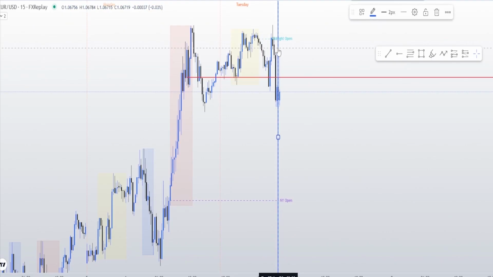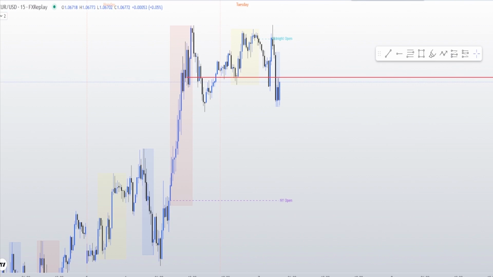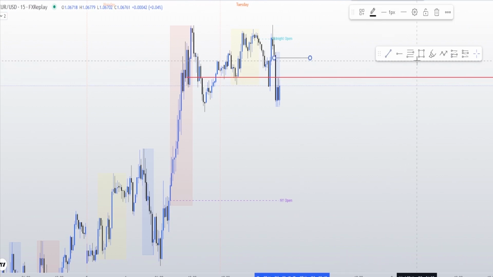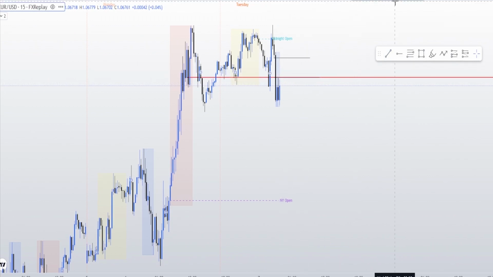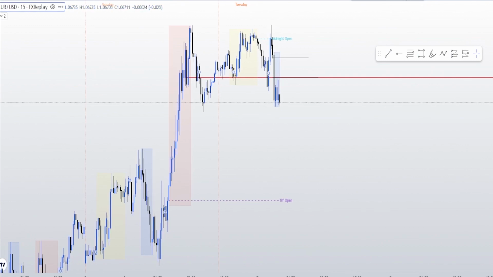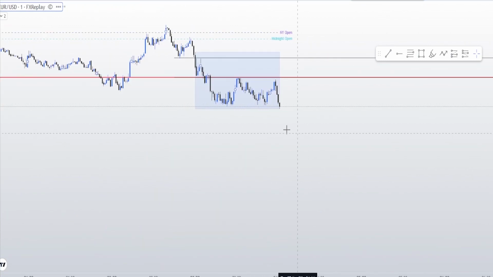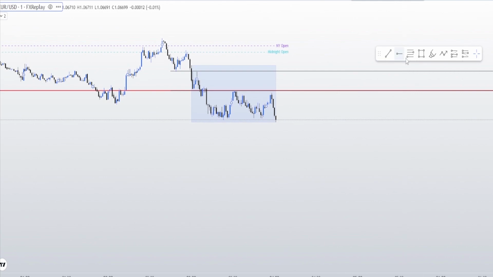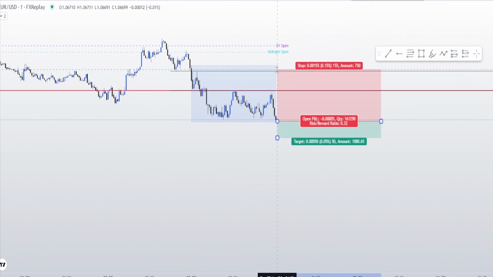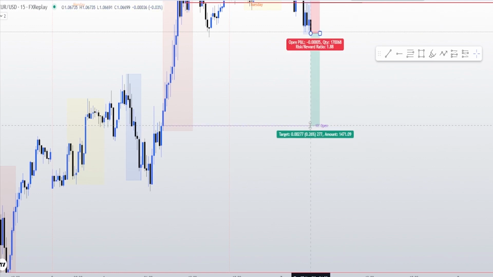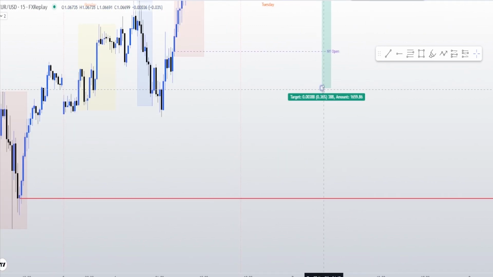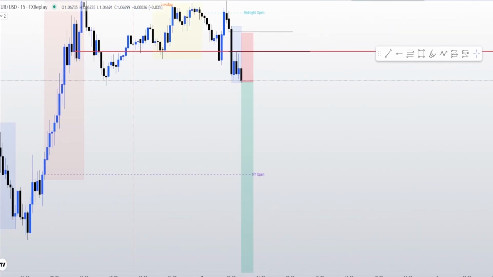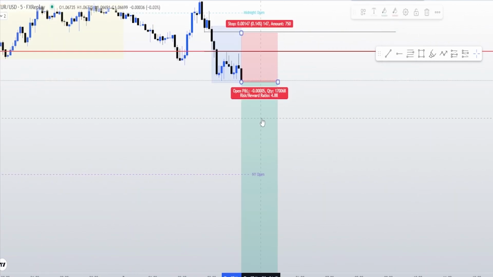I'm gonna remove this so it can be more clear. We have right here a fair value gap. If we're gonna hit this fair value gap, we're gonna take a trade targeting lower. We didn't hit our fair value gap. We are still in our time frame where we can take our trades, and I'm gonna take the trade from here. First of all, targeting New York open, and second targeting London close from previous day. Let's see how this is gonna play out.